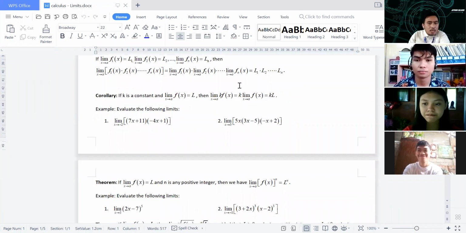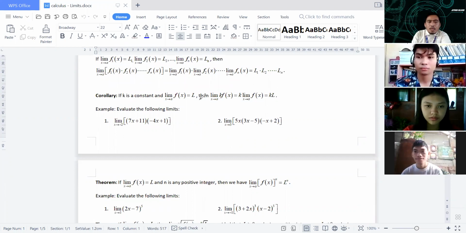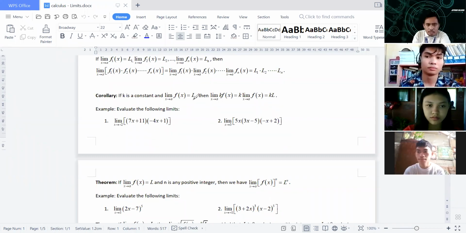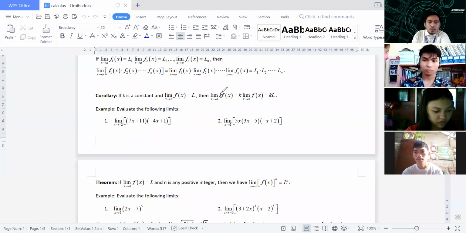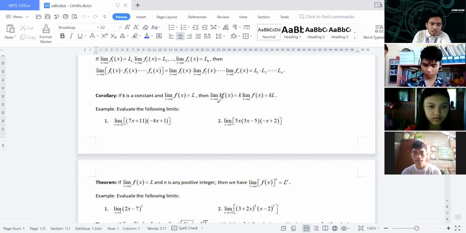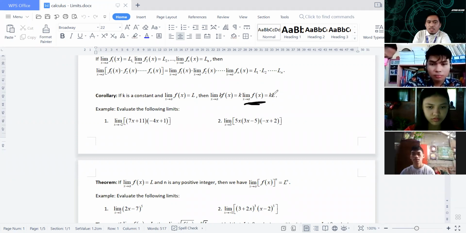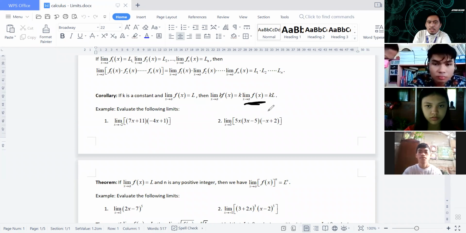Okay. The next one is this. Let k be a constant or any real number. Then the limit of f of x as x approaches a is equal to L. If you're looking for the limit of k times f of x as x approaches a, the same fixed point again, you can just set aside the k. You get the limit of that, and whatever the limit is, you multiply it with your constant and that will be your answer. Okay?